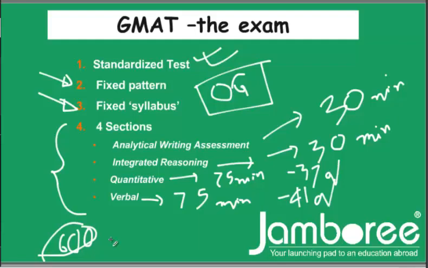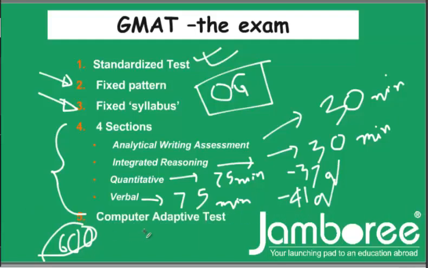On the CAT exam, if you do badly, and the rest of the people do even worse, then you will get a high percentile. But on the GMAT, that's not the case. On the GMAT, it's your absolute performance. If you do well, you will get a good score. If you do badly, you will get a bad score. So that's another advantage. Your performance is independent of other people's performances.